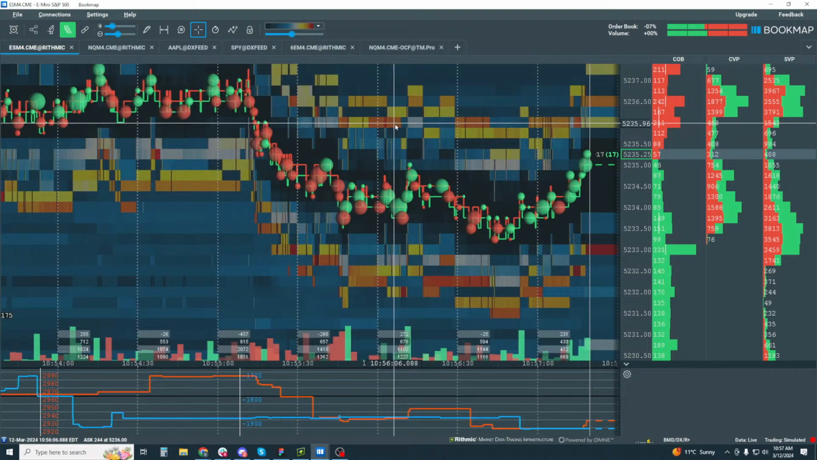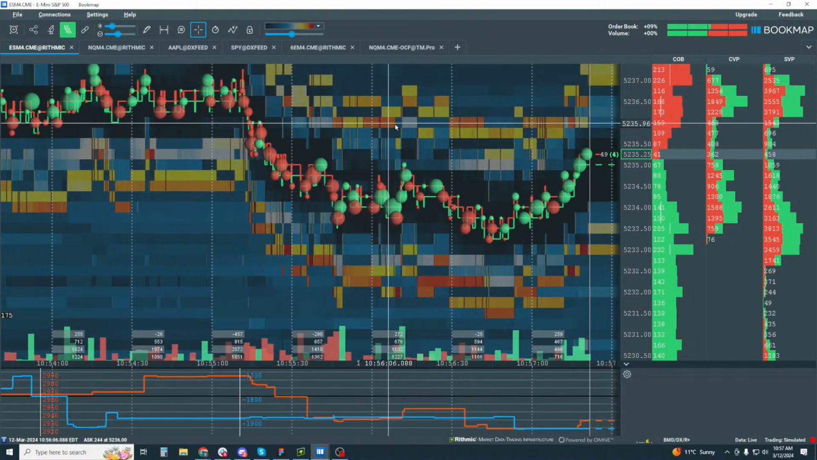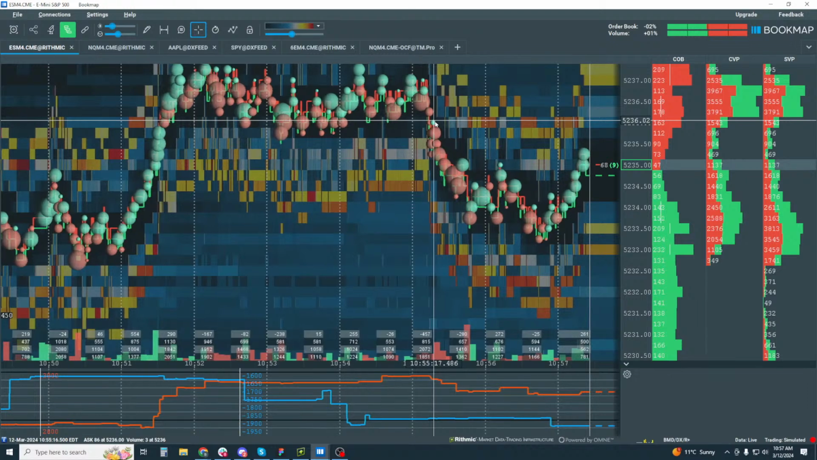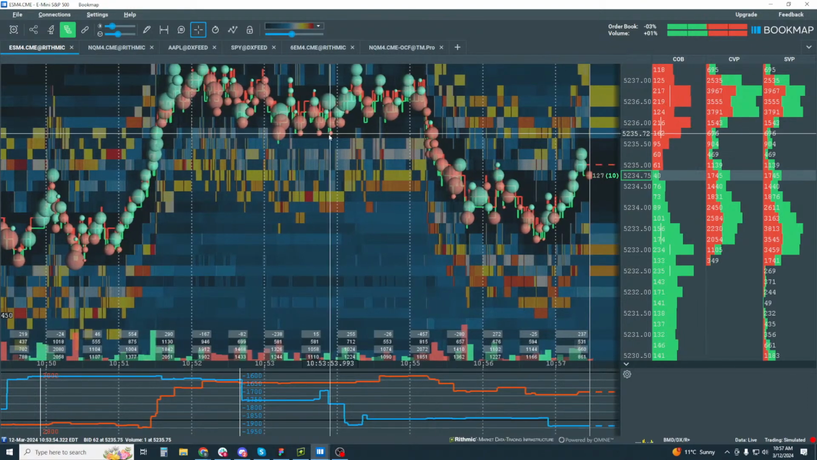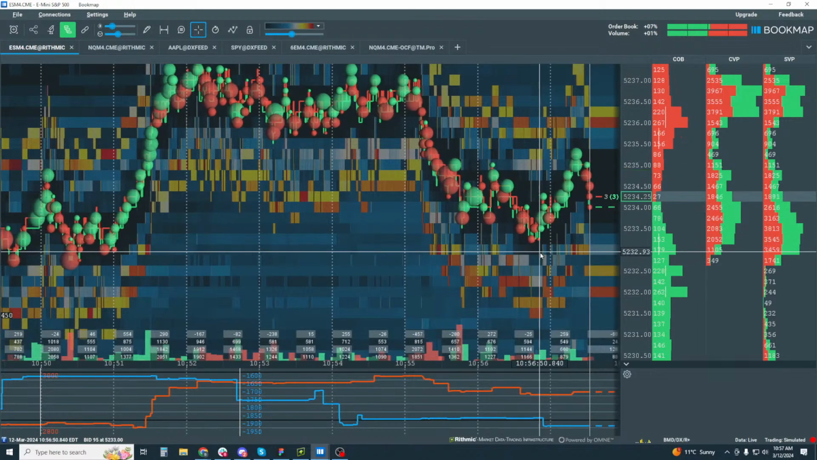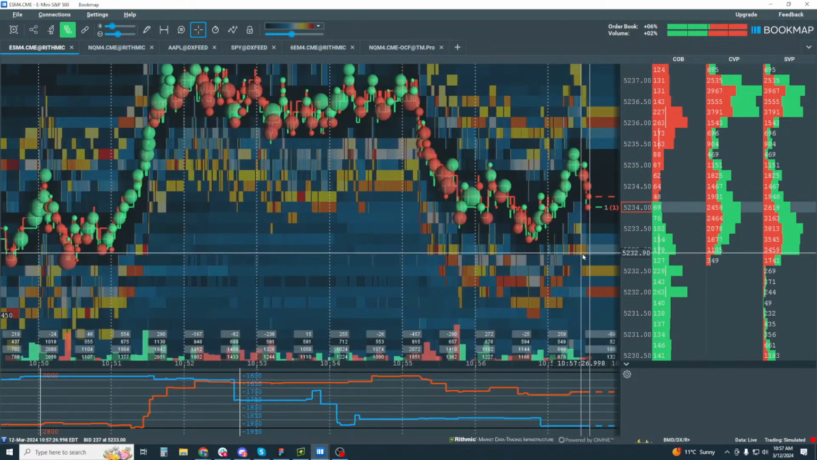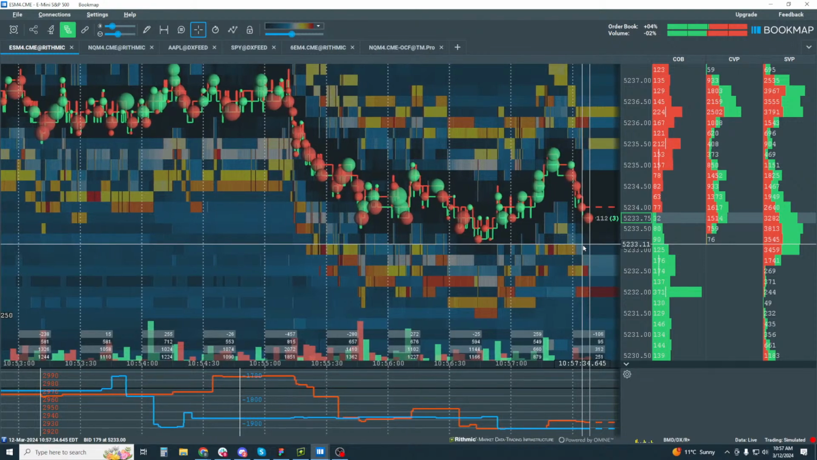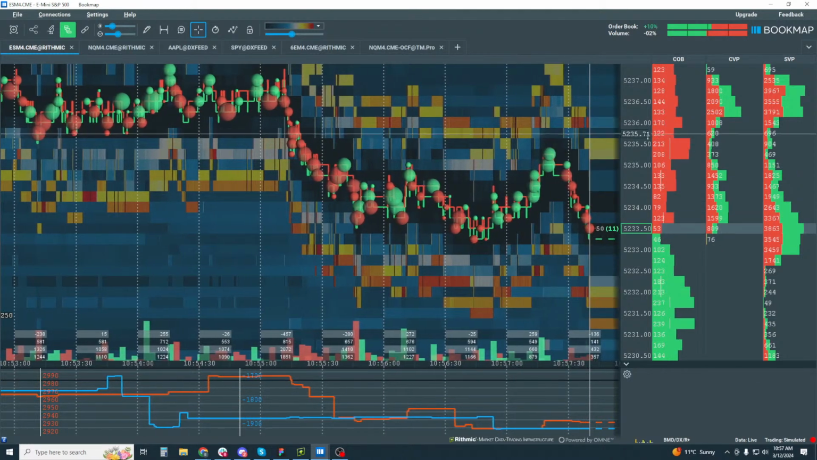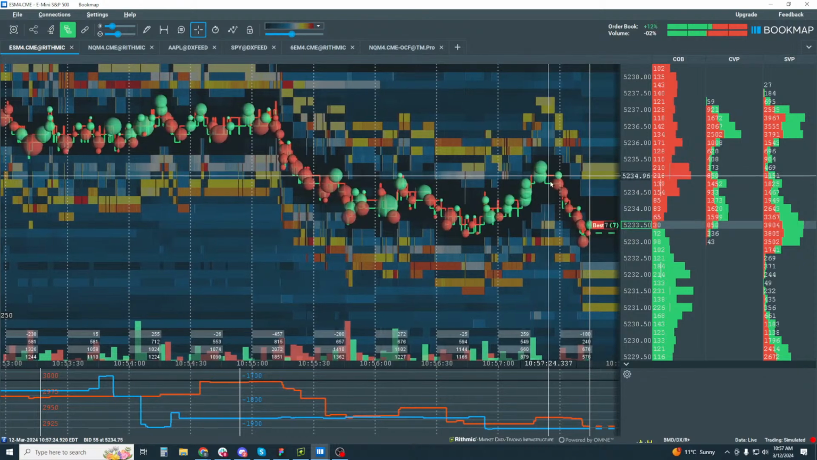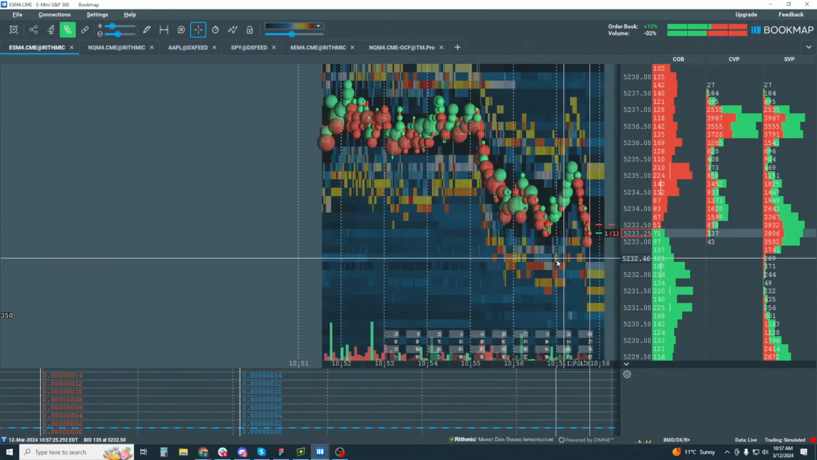Next one would be back up to here, let's call it 36. Okay, back up here. And that's as far as we got. And now it's back and forth in here.